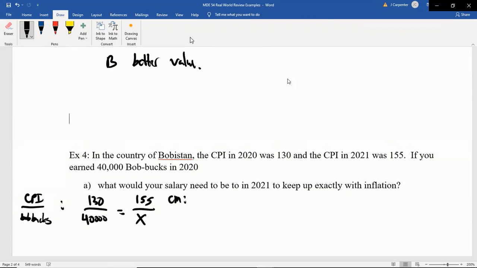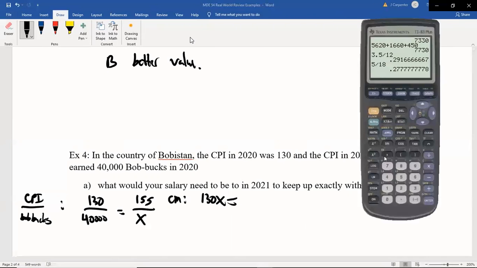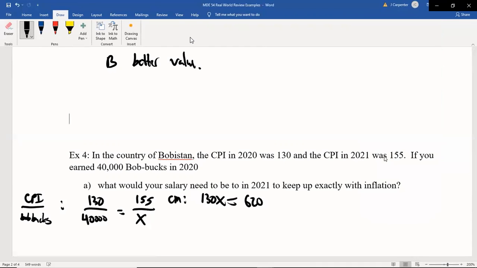Well, we're just going to cross multiply this. CM means cross multiply. So we take the 130 times the X. We take the 155 times the 40,000. I'm going to go ahead and multiply that. 155 times the 40 grand. That's 620 and then 4 more zeros. So if you want to put commas in here just to help you, that's 6,200,000.